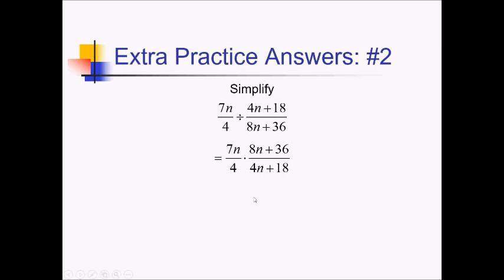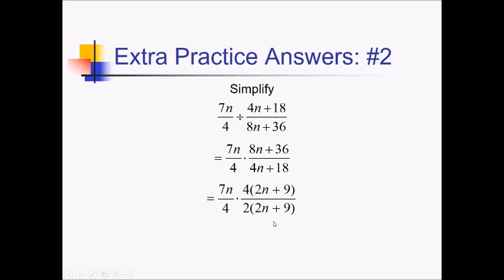So it looks like 7n and 4 are good to go. However, the 8n plus 36 can get factored a bit. I can take out a common factor of 4. That's about as good as it's going to get. And that leaves me with 2n plus 9. Downstairs, it looks like I can take out a common factor of 2. And that leaves me with 2n plus 9.